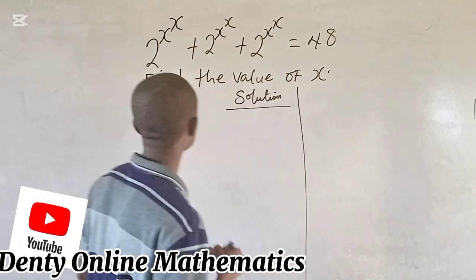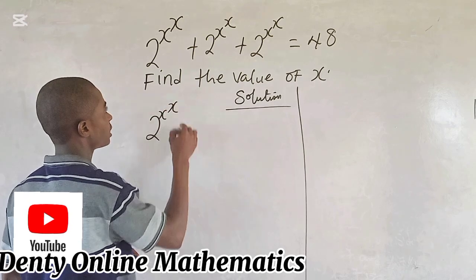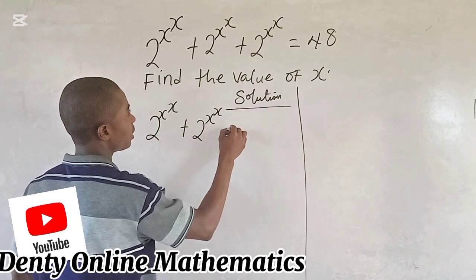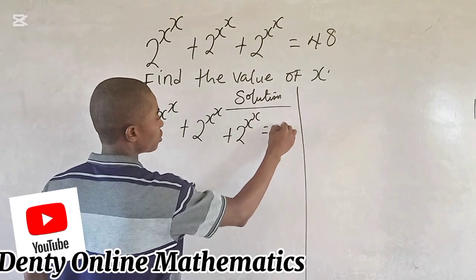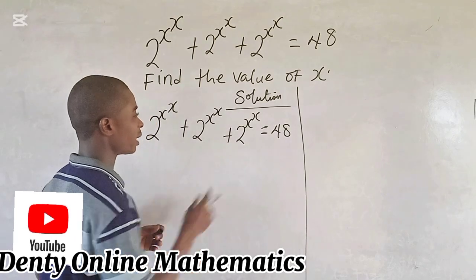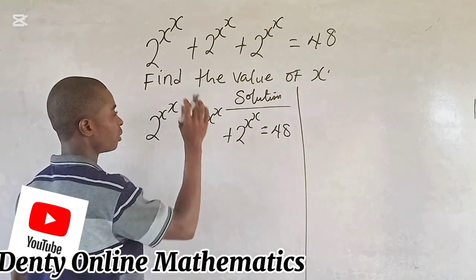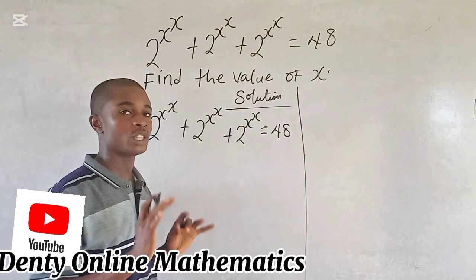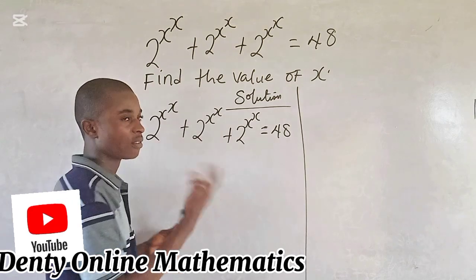Now, we have 2 raised to the power of x^x plus 2 raised to the power of x^x plus 2 raised to the power of x^x equal to 48. So this thing is just somehow massive. Well, it's easy. Now we have 2^(x^x), 2^(x^x), 2^(x^x). That means 2^(x^x) is common. Why did I say it's common? Because we have it here, we have it here, we have it here, so I can factor it out.